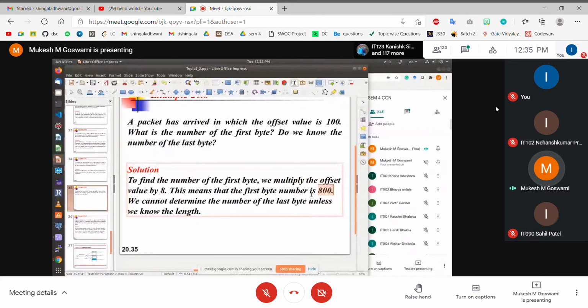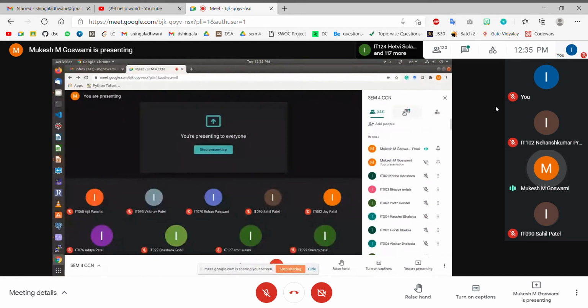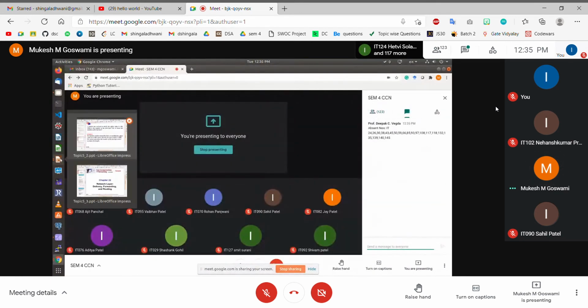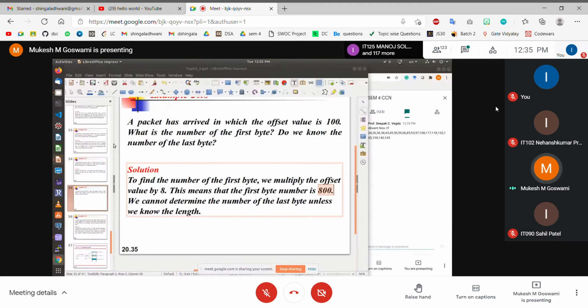So this is obviously a middle packet. It is not the first fragment. Why is it not the first fragment? Because the value of the offset is not equal to 0. If it is a first fragment, then the value of the first byte is going to be equal to 0. But since the first byte number is not 0, we can say that this is a middle fragment, which is evident from the offset value. The offset value is not 0 here, the offset value is 100.